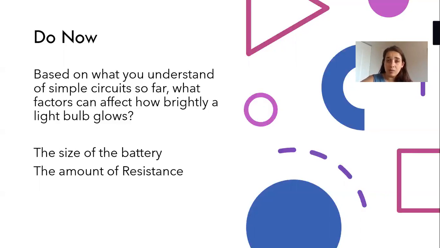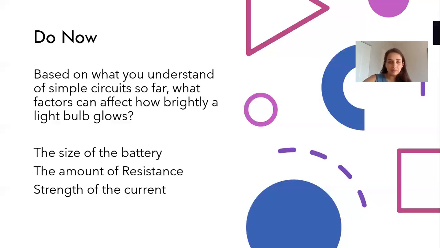The amount of resistance within a circuit as well. We saw that when your circuit has more resistance, the light bulb will be dimmer. And then ultimately also the strength of the current. So because the voltage and resistance are related, if we have a larger current, then our bulb will be brighter as well.